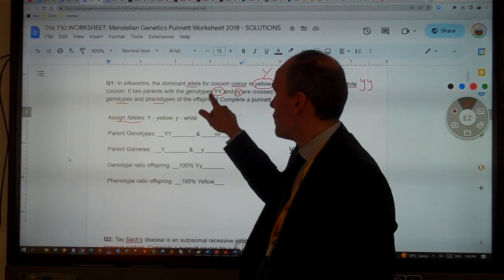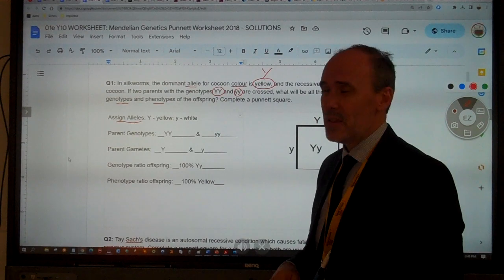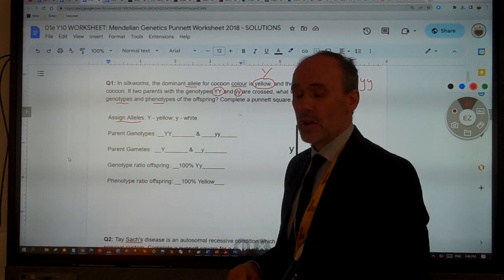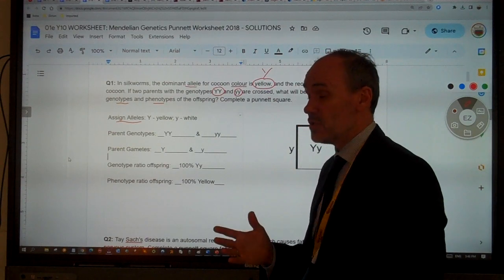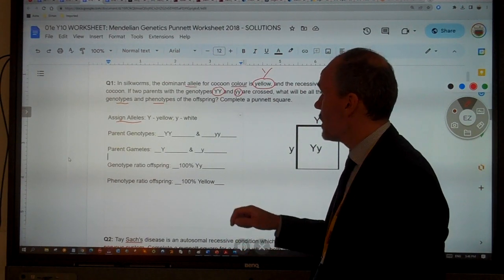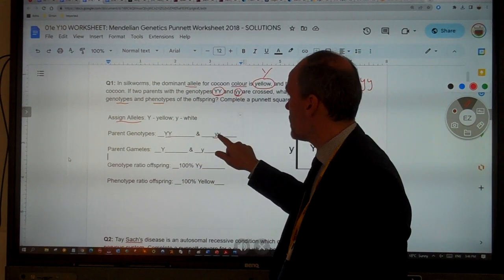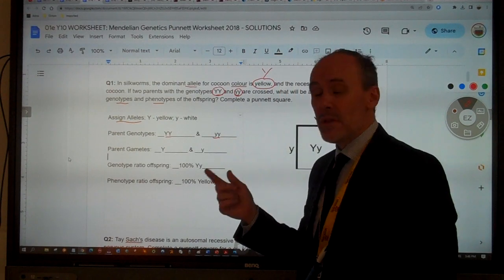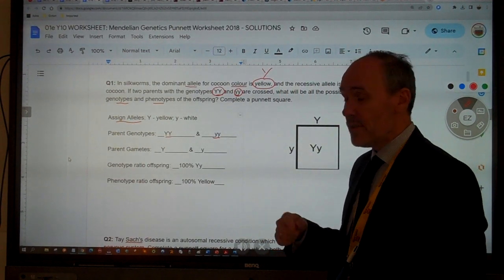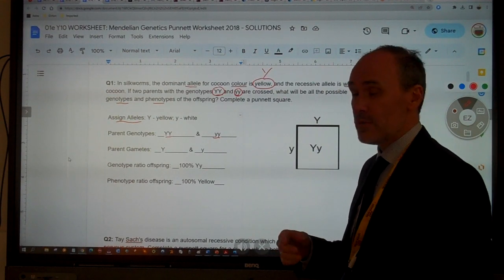Okay, so assigning alleles, they've already given us the letters. Assigning alleles is when you choose a letter that you're going to use, and we use big Y for yellow and little y for white. Could have used any letter, but that's what we've got at this stage. So the parent genotypes, they gave those here: big Y big Y, and little y little y. Now, the gametes are the potential sex cells that could be passed on, and of course they'll only have half the number of chromosomes and half the number of genes.